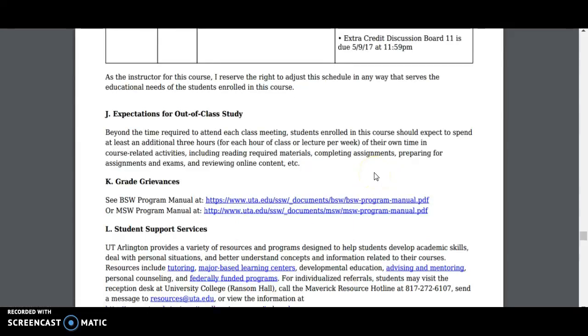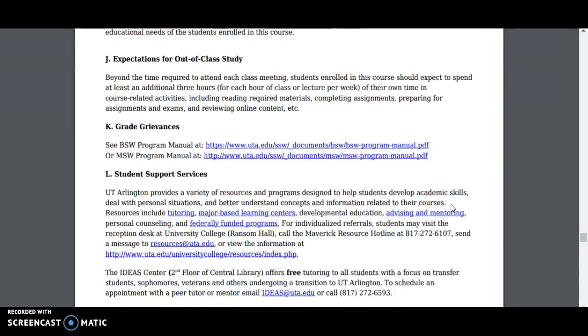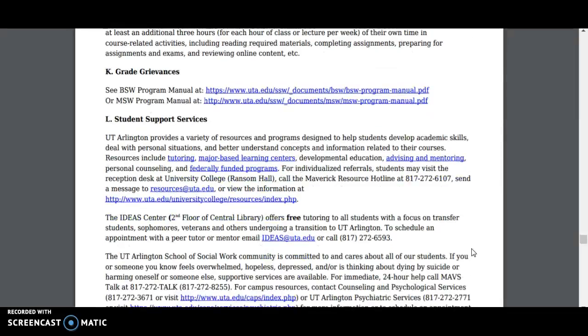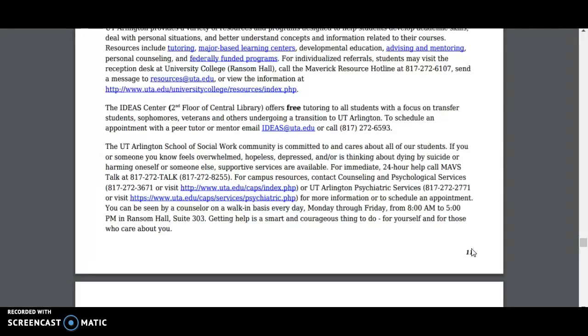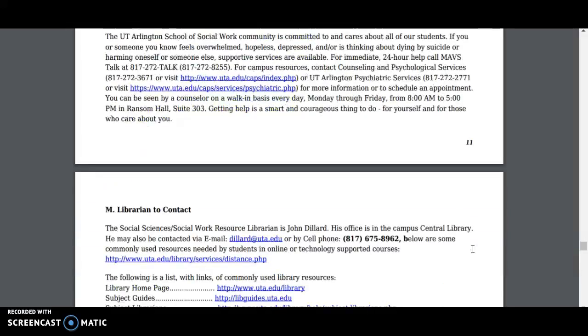Here are some expectations for out-of-class study. It may mean that if you do decide to do something in a group, you're going to need to meet with that group and talk with that group outside of the regular course assignments. Here is some additional information that should be on all of your syllabi regarding grade grievances and student support services. We have a lot of student support services now, so don't hesitate if something happens of a personal nature and you need to let me know. It is possible that we may have some resources at UTA that you didn't know about that would be helpful to you, so keep that in mind.